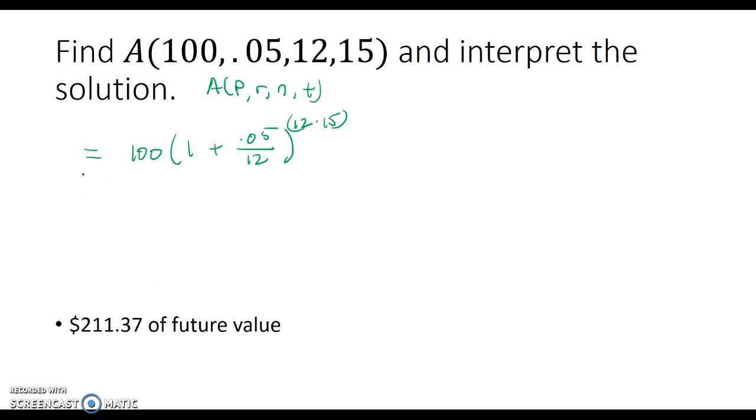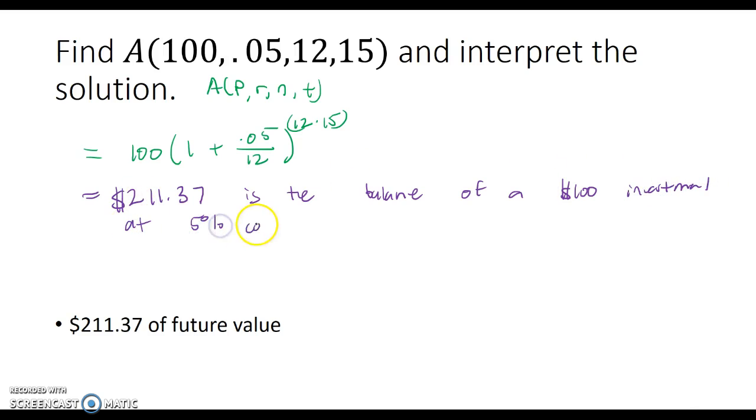Okay, so what's our interpretation here? $211.37 is the balance of a $100 investment at 5% compounded monthly for 15 years. Great. So based on knowing what those four constants are, we can come up with a numerical output.